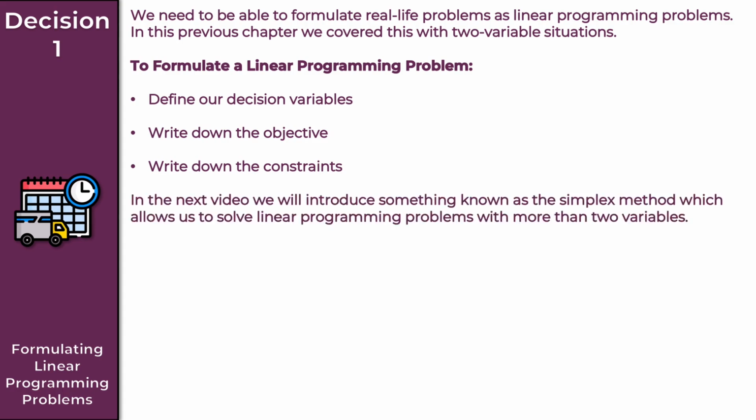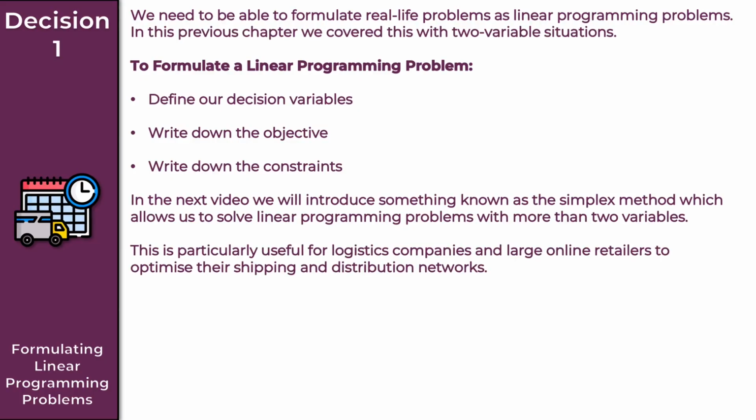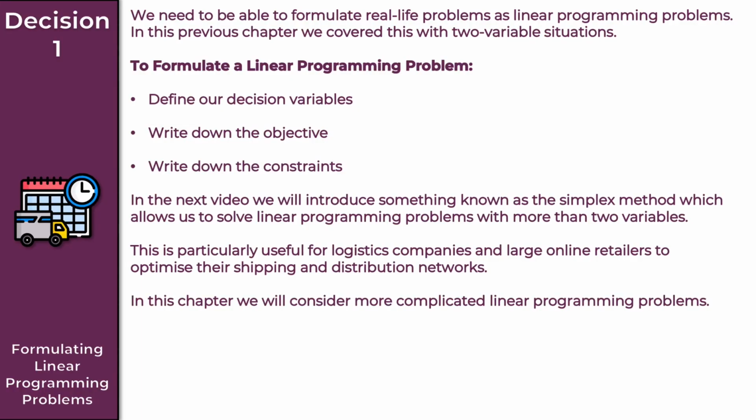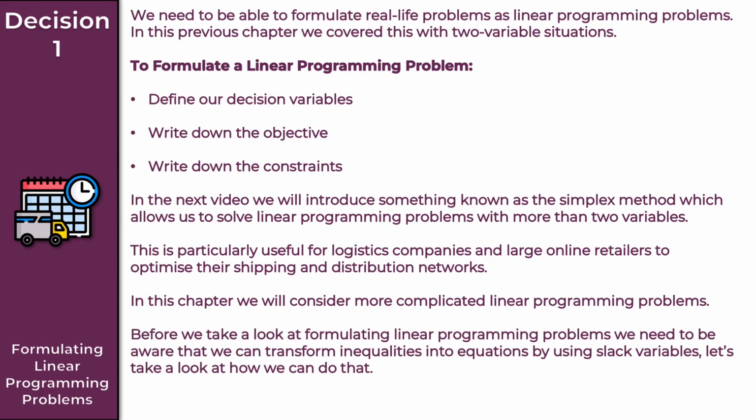And in the next video, we will introduce something known as the simplex method, which allows us to solve linear programming problems with more than two variables. And this is particularly useful for, say, logistics companies and large online retailers to optimize their shipping and distribution networks. And in this chapter, we will consider more complicated linear programming problems. So, before we take a look at formulating linear programming problems, we do need to be aware that we can transform inequalities into equations by using something known as slack variables. So let's take a look then at how we can do that.